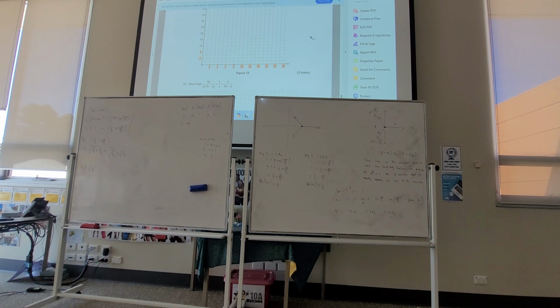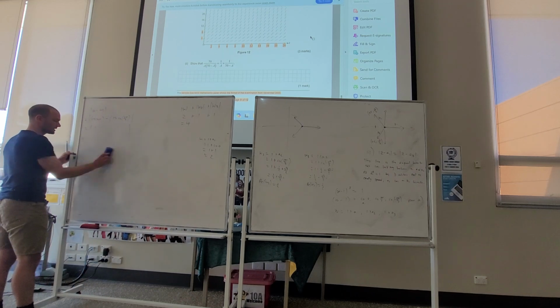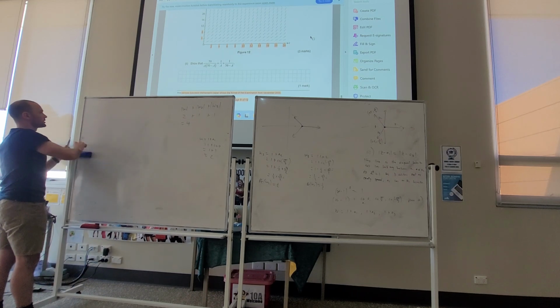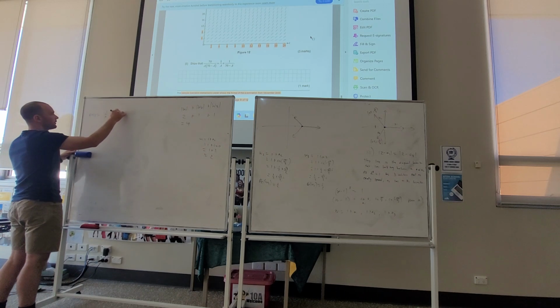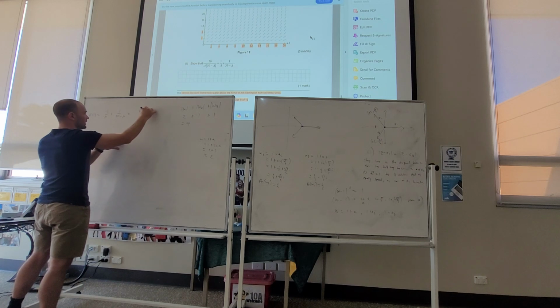Let's go to part 2. Show that this is true, so we have another show that. We'll start with the right hand side this time, because that's the side we're going to manipulate. So the right hand side is 1 on A plus 1 on 50 take A, and then perform the cross multiplication.